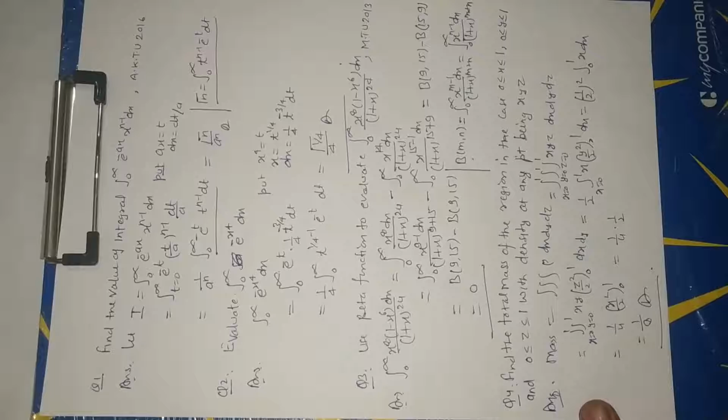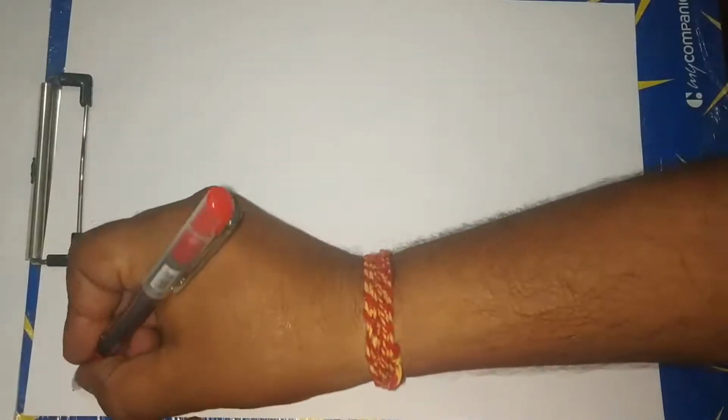This is the mass of the region which is surrounded by the given conditions, and density is x y z. Question number 5.